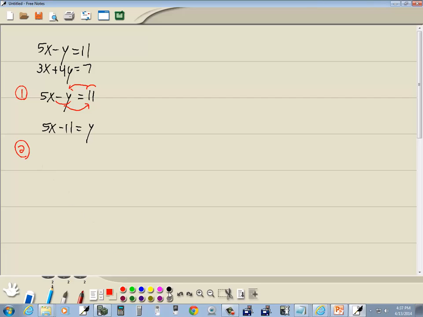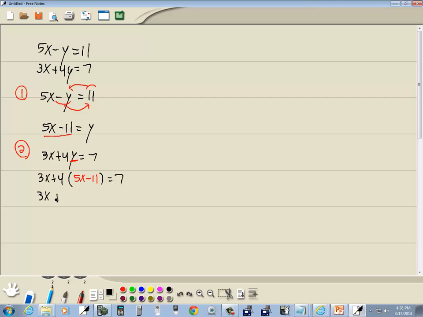Step 2, plug this into your other equation and solve. The other equation is 3x plus 4y is equal to 7. Now here we said y is equal to 5x minus 11, so we're going to replace the y right here with 5x minus 11. So this is 3x plus 4 times (5x minus 11) equals 7. And then we want to solve.